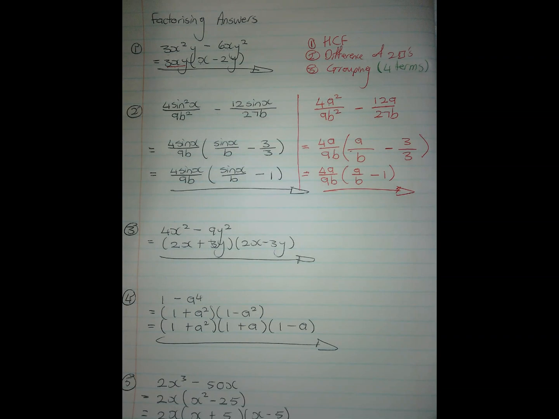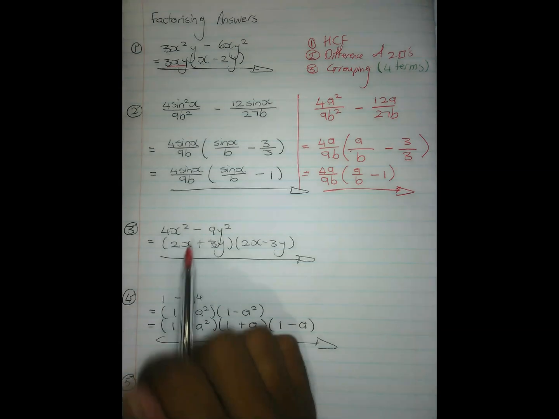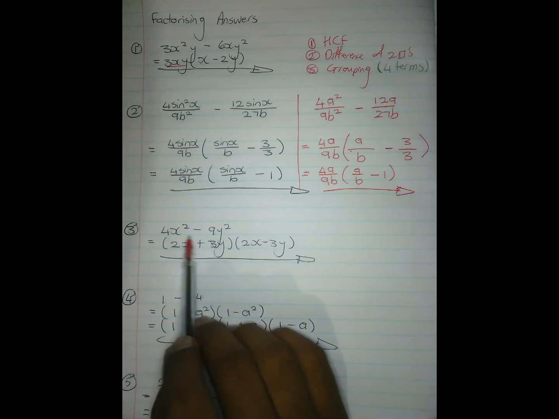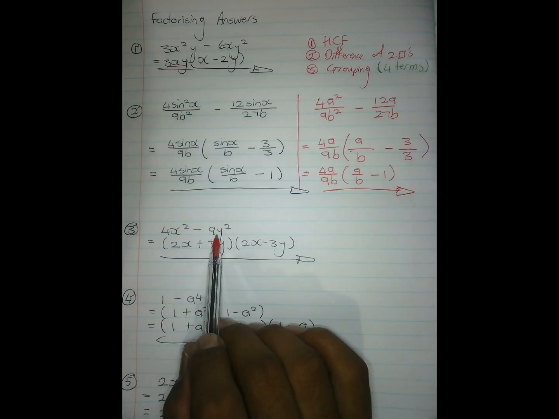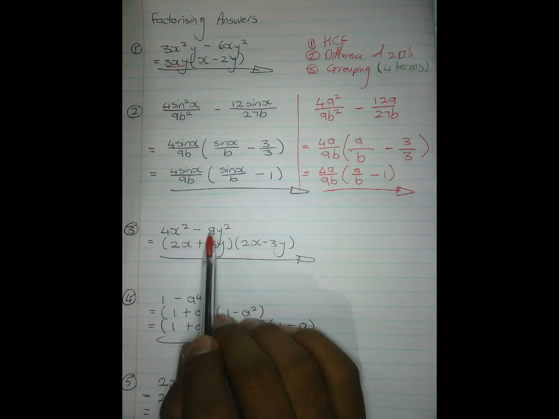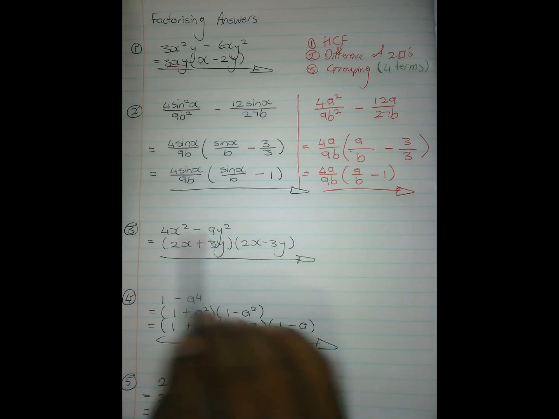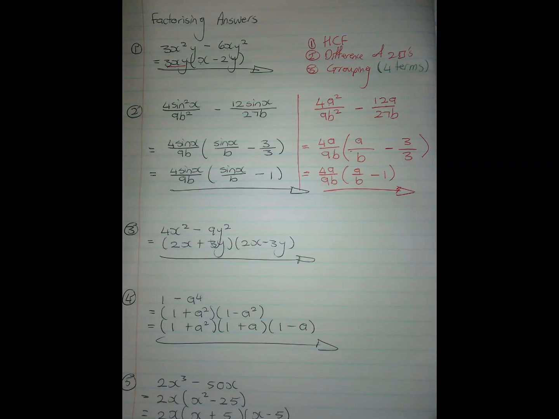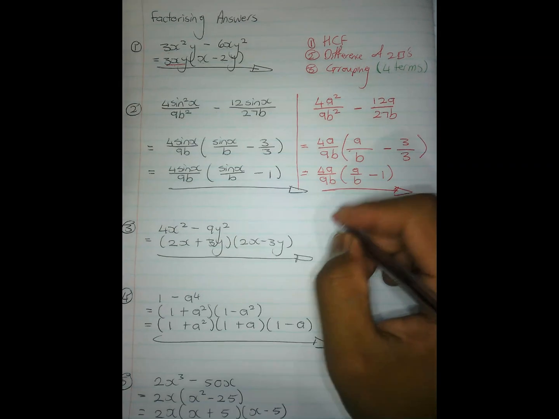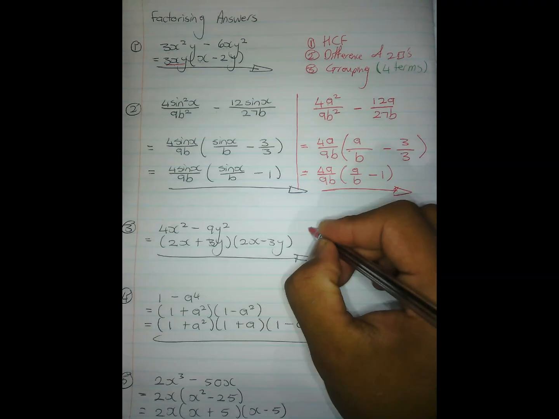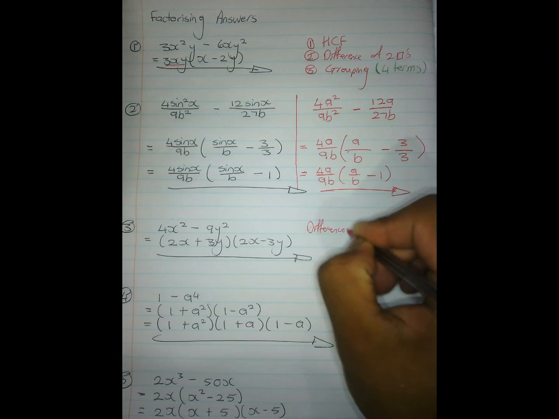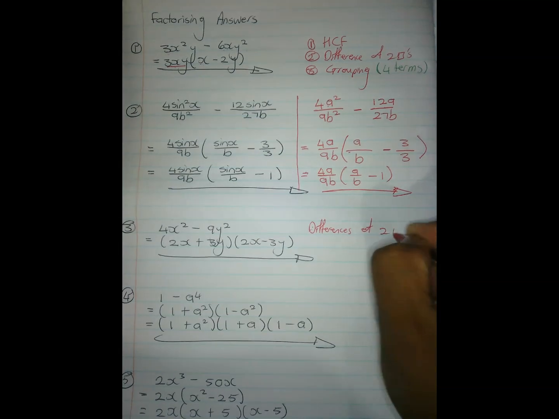Okay, number three. Number three, there is no highest common factor, because 4 can't go into 9, and there's no x and no y that they're both sharing. So this is a difference of two squares.